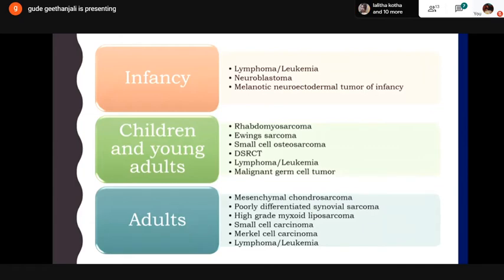Coming to the small round blue cell tumors in children and young adults, we think of rhabdomyosarcoma, Ewing sarcoma, small cell osteosarcoma, desmoplastic small round cell tumor, and lymphomas and leukemias. If it is a midline location or even a metastatic site, we can have malignant germ cell tumor, which is showing an undifferentiated round blue cell morphology. In adults, the differential diagnosis which comes are the mesenchymal chondrosarcomas, poorly differentiated synovial sarcoma having round cell morphology, the high-grade myxoid sarcomas, and small cell carcinomas, Merkel cell carcinoma, and also the lymphomas and leukemias.